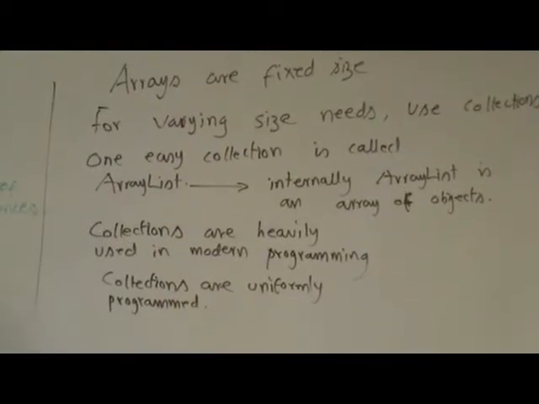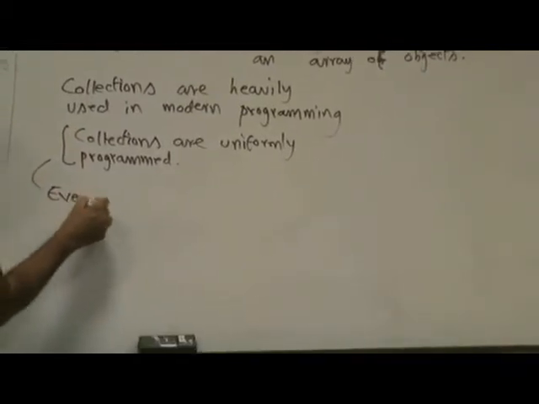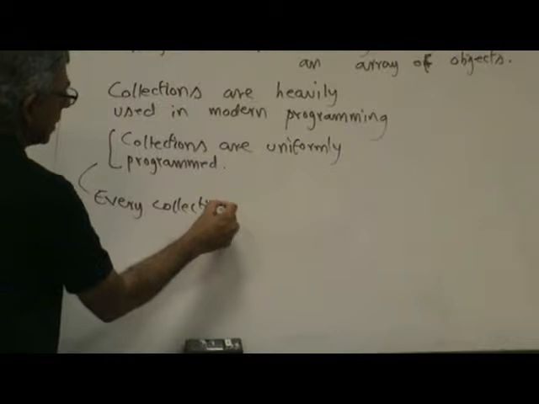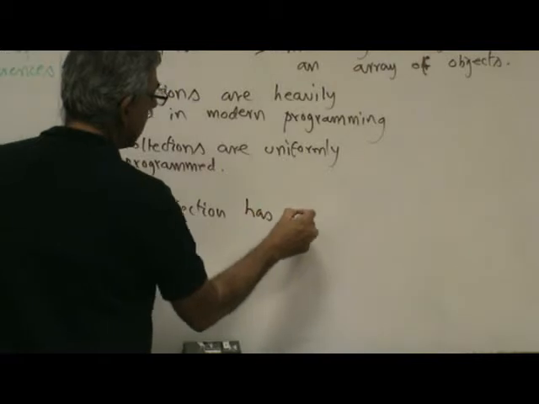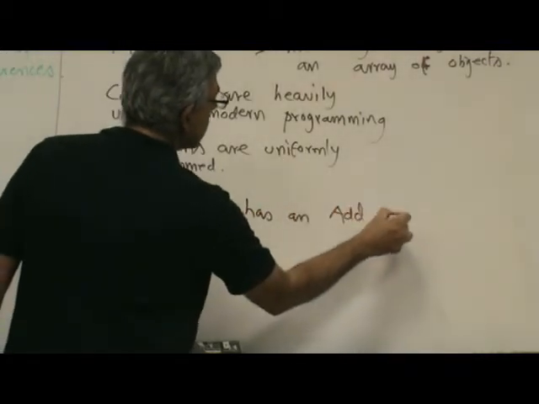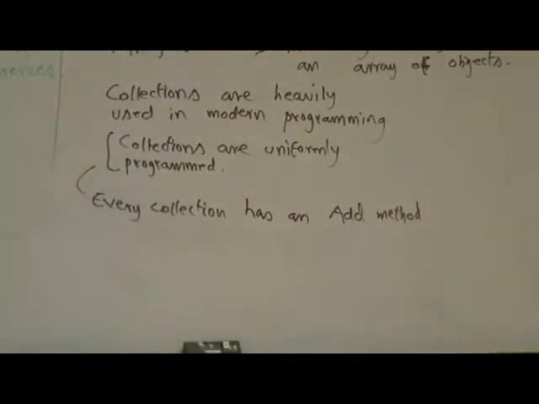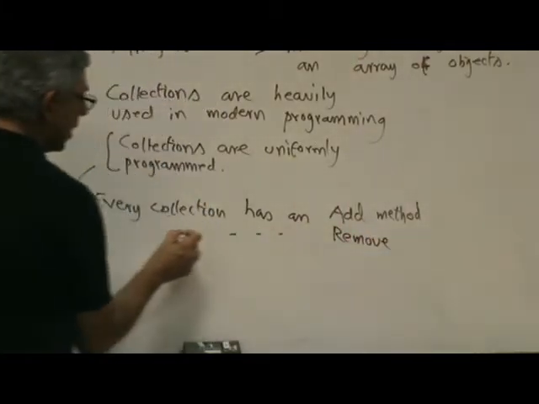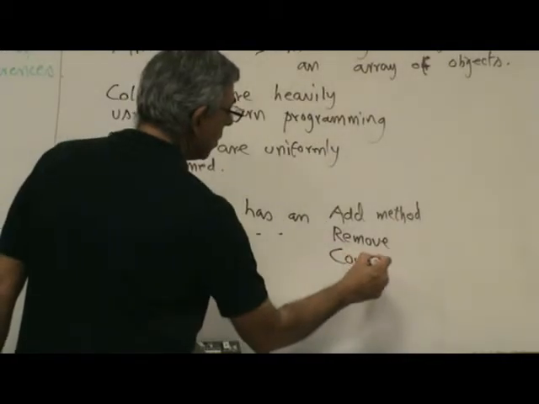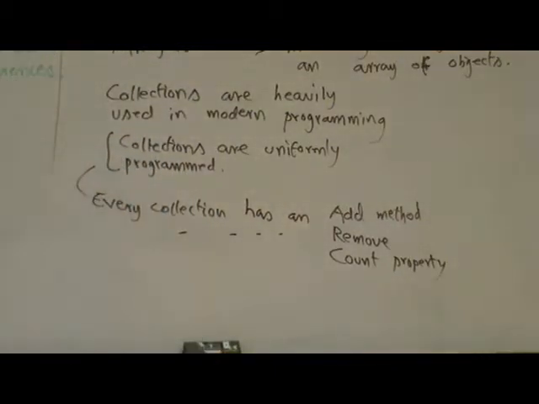Meaning every collection. What I mean over here is, it doesn't matter if it's an array list or some other collection that I introduce later on, every collection has an add method. So if you wanted to add something to the collection, you will call the add method. Every collection has a remove method. Every collection has a count property. So if you wanted to know how many elements are in the collection, you'll simply call the count property.